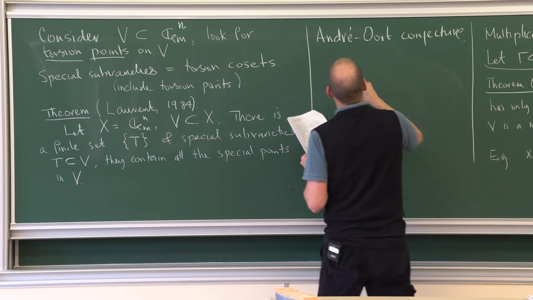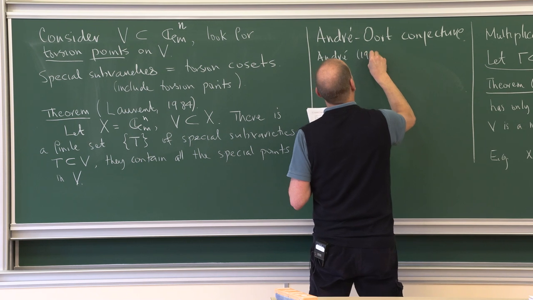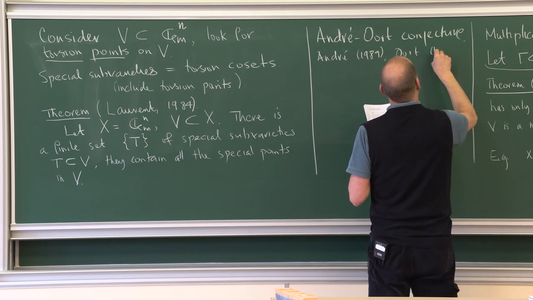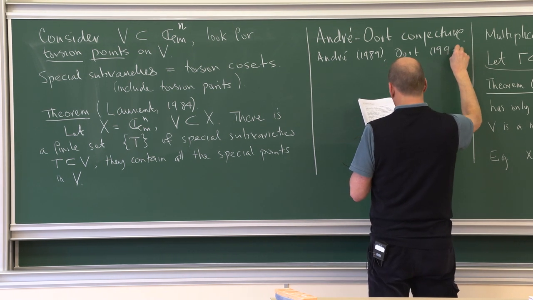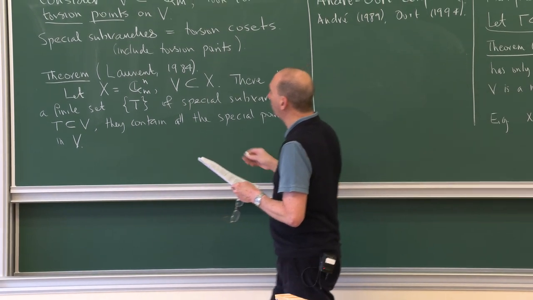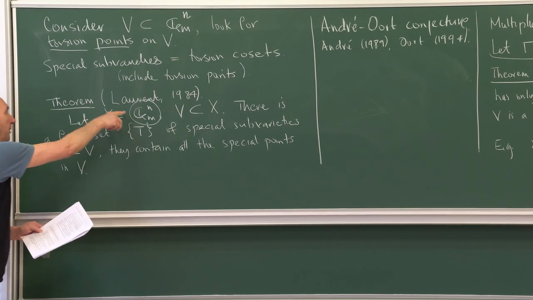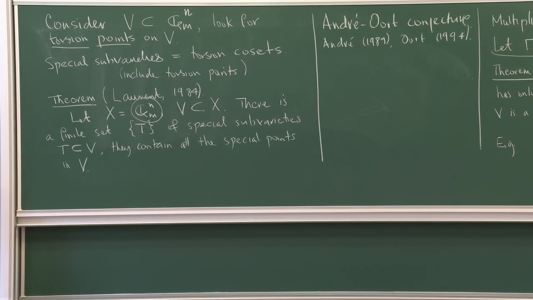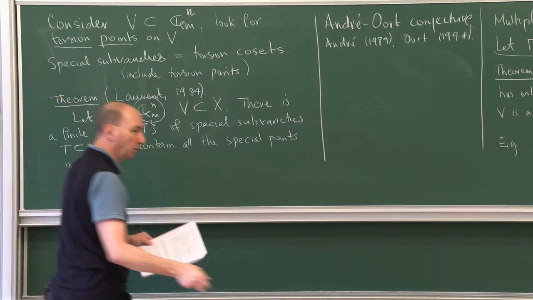So this is due to André in 1989 and Oort in 1994. Essentially, in this statement, one replaces the group variety. For Mordell-Lang, it would be an abelian variety. Here it's a group, a multiplicative variety or semi-abelian. But in André-Oort, you replace this X by a Shimura variety.